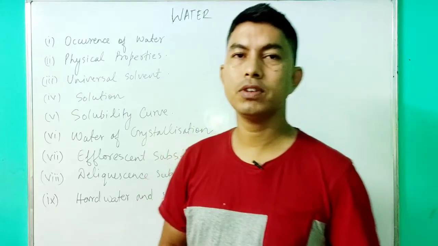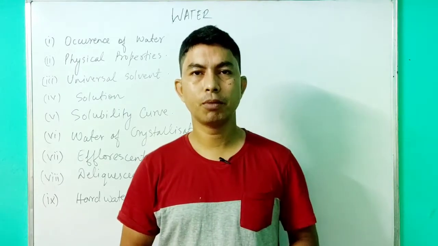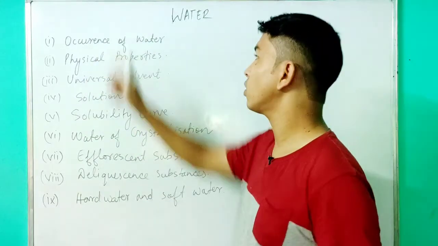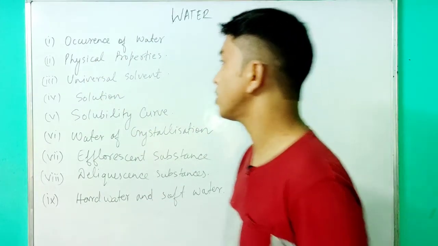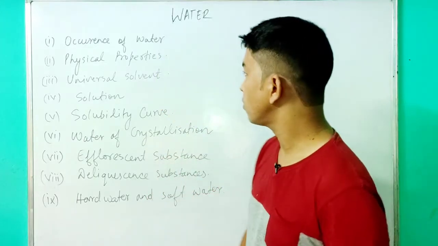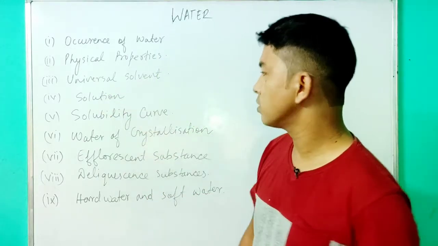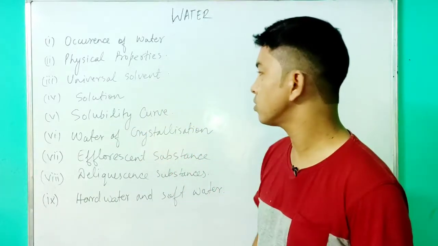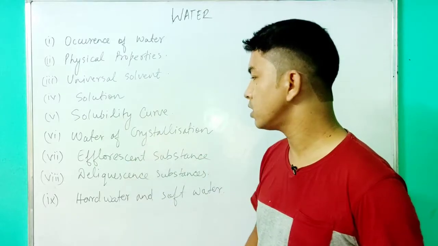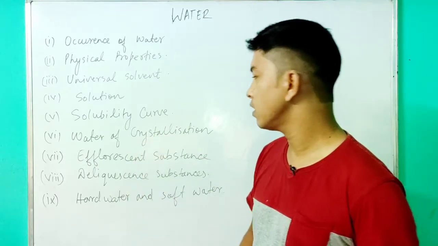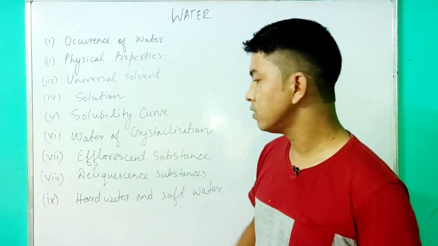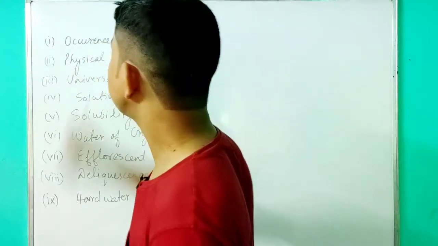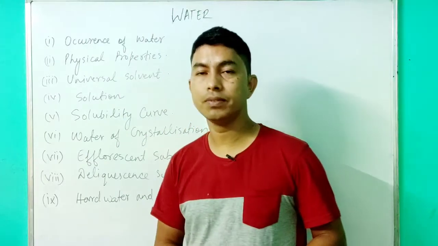So in this chapter we'll be discussing in detail the following properties of water. We'll be discussing the occurrence of water, its physical properties, the universal solvent, like why water is a universal solvent. Then we'll discuss what a solution is, and the different kinds of solution. We'll also be discussing the solubility curve, the water of crystallization, efflorescence, deliquescence, and hard water and soft water. So now coming to the first topic, the occurrence of water.